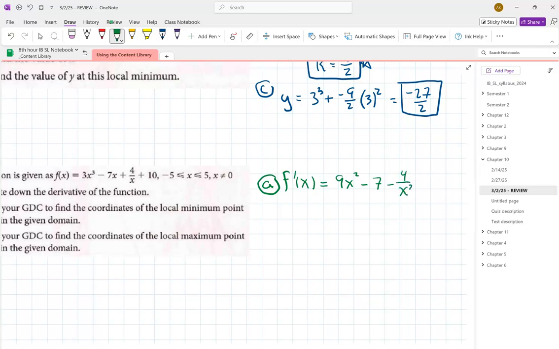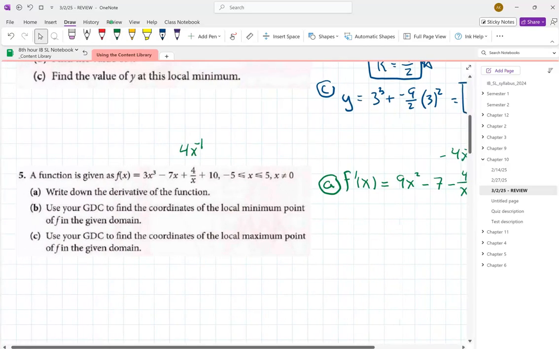My answer is going to be -4 over x. You know why? Or you could write it as -4x to the -2. You could write it that way too, that's fine. Because I'm going to think about 4 over x as 4 times x to the -1, right? We're okay there.